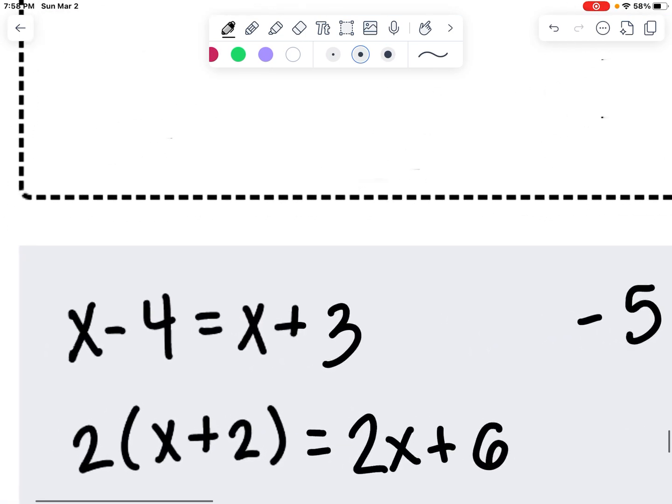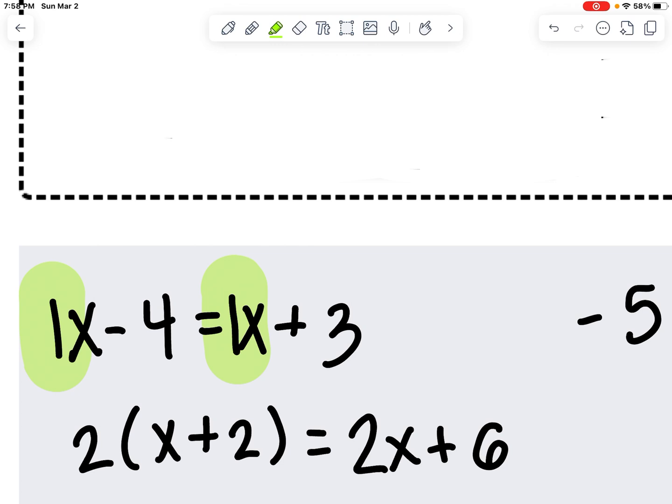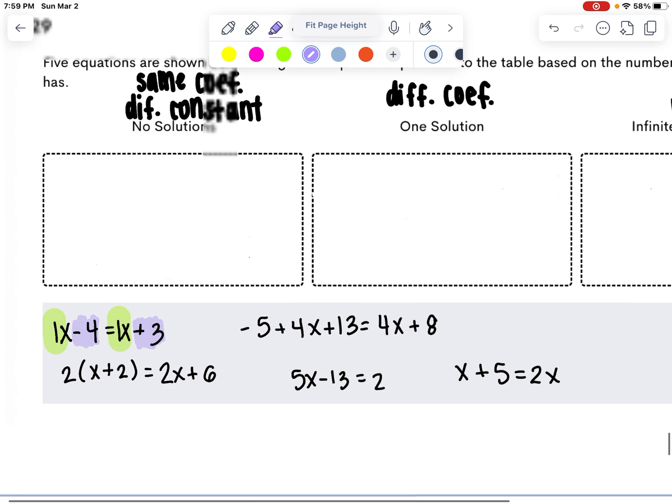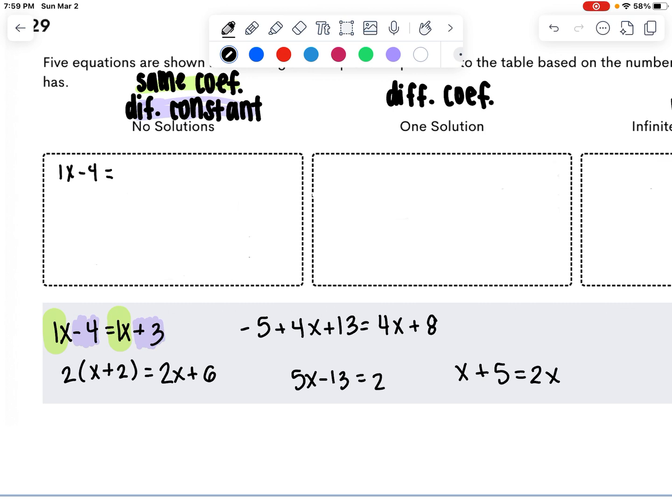Starting with this one. Okay, when we don't have a number in front of our x, there is an imaginary 1. So if I'm looking at my coefficients, I've got 1 and 1. Those are the same. If I'm looking at my constant, I have -4 and +3. So I'm looking for a different constant and same coefficient. You can see right here, different constant and same coefficient. That gives us no solution. So this one, I would go ahead and drag and drop in there.